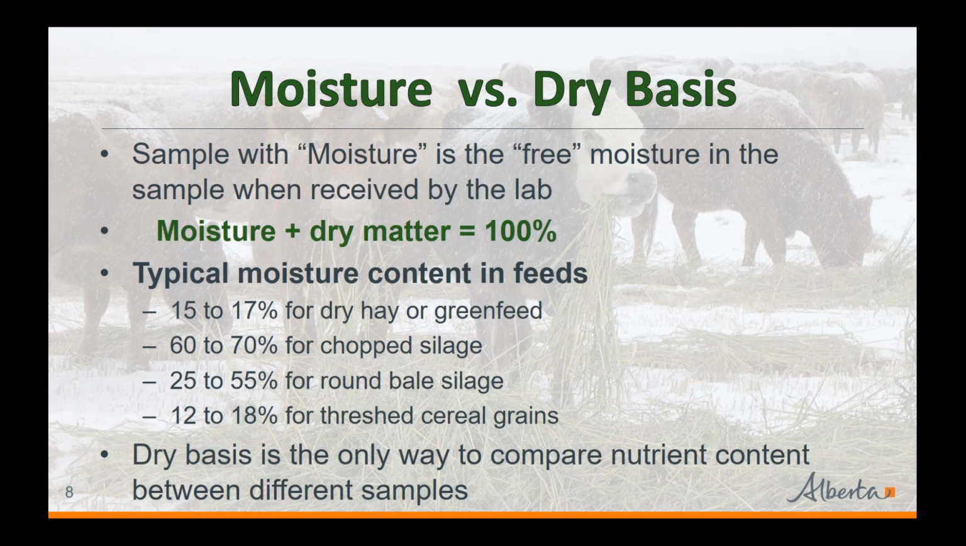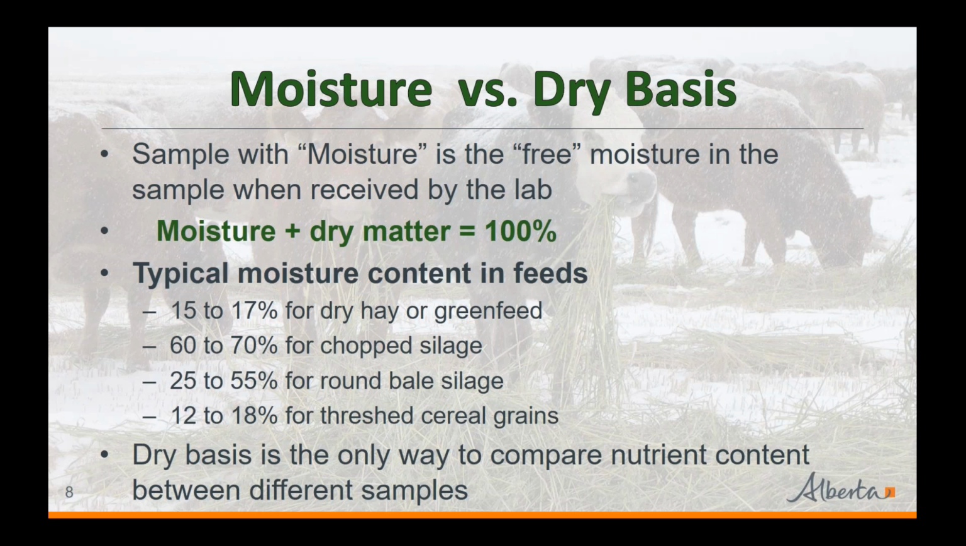Now, typical moisture content in feeds for dry hay or green feeds is in that 15 to 17% range, 60 to 70% for chopped silage, and hopefully it's below 70%, because once you get over 70% for the chopped silage, you're going to have troubles with reducing the pH, because water can be a buffer. You might have some troubles with listeria and can have some fermentation problems with that. Round bale silage, any place from 22 to 55%, and thrashed cereal grains, any place from 12 to 18%.